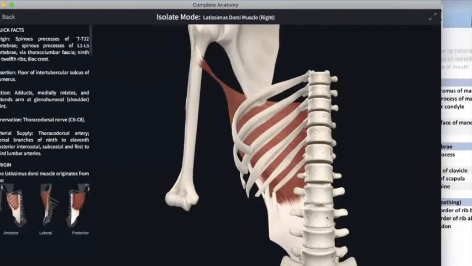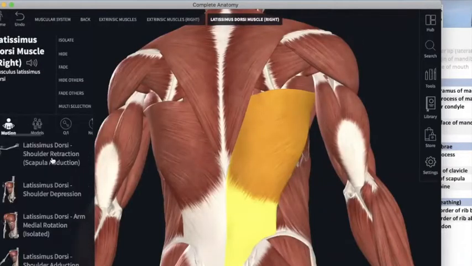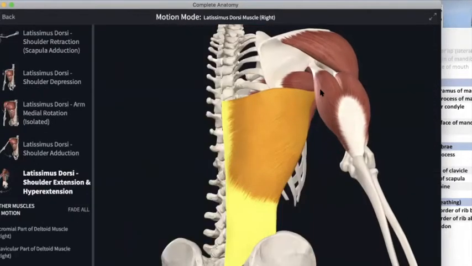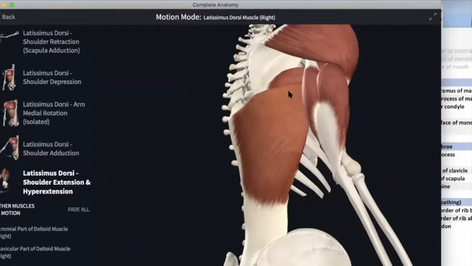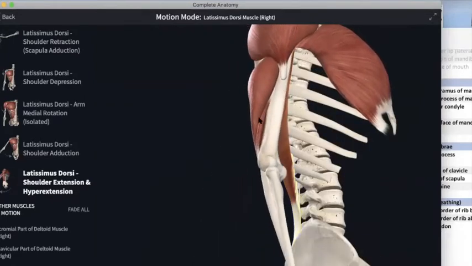So this makes it do, when you look at the action of it, because this is one of the ones listed, the extension and hyperextension movements right here. It's bringing your arm back.